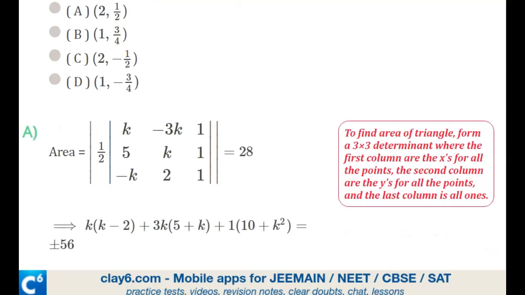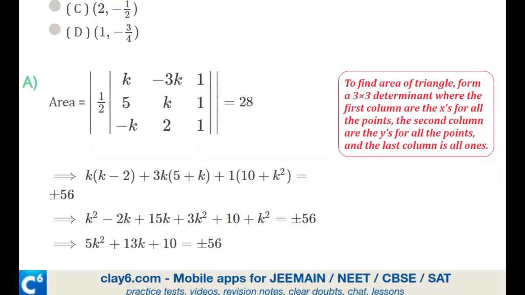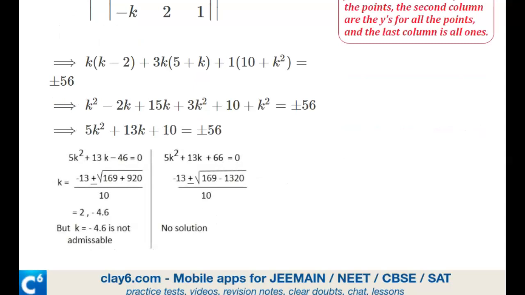You're going to get k times (k minus 2), minus 3k becomes plus 3k for the second term, and that is 5 minus or minus k, 5 plus k, plus 1 times 10 plus k square, right? And since it's modulus, it's plus or minus 56. We're going to expand it very quickly and come up with the quadratic. Here you have to try all the cases, using minus b plus or minus square root of b square minus 4ac. You have to be very fast and accurate when you're doing this, because you don't want to be wasting time and taking up 15-20 minutes of this.